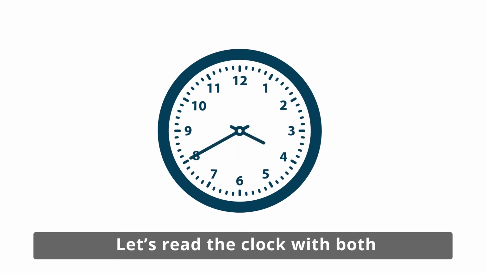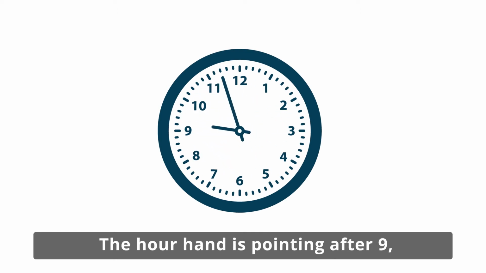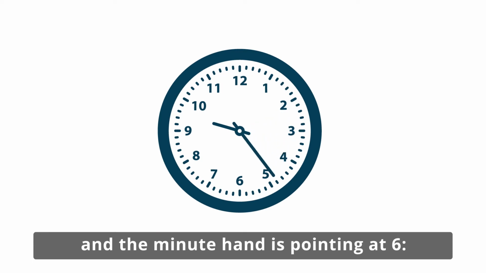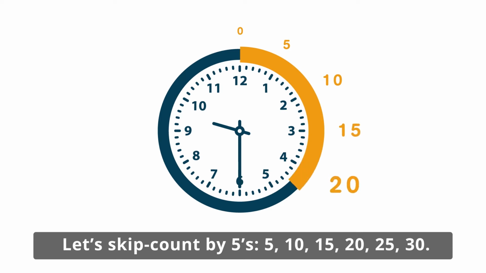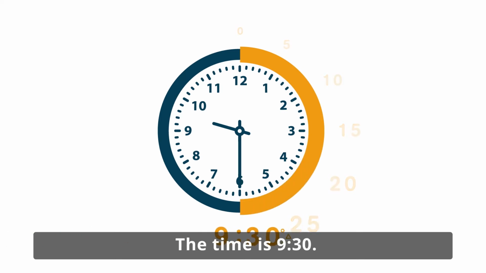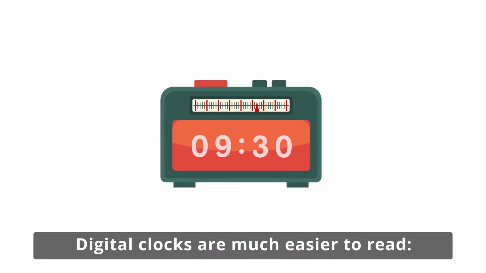Let's read the clock with both the hour and minute hands combined. The hour hand is pointing after 9, and the minute hand is pointing at 6. Let's skip count by 5s. 5, 10, 15, 20, 25, 30. The time is 9:30.